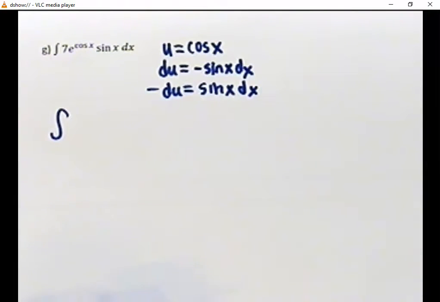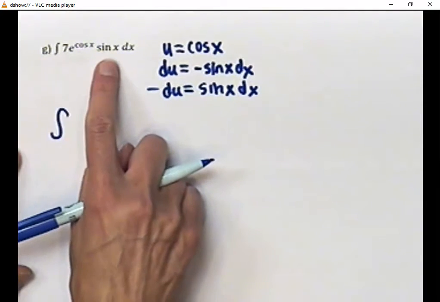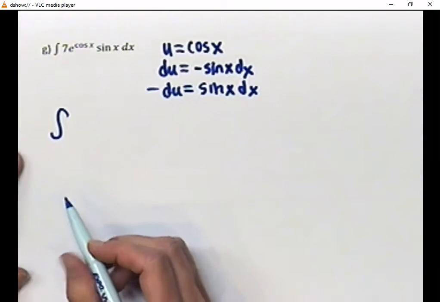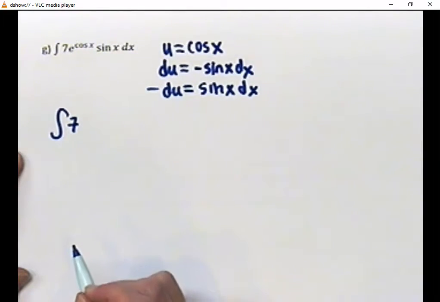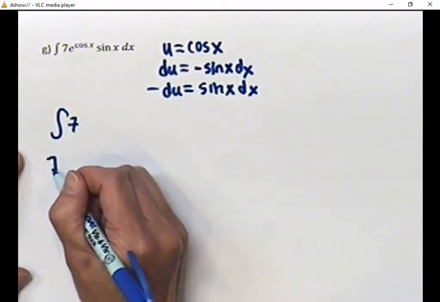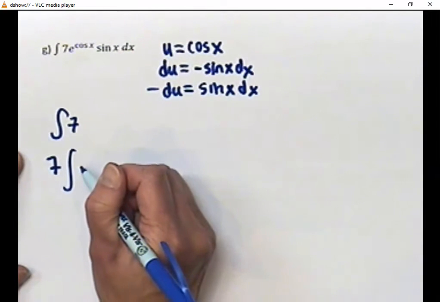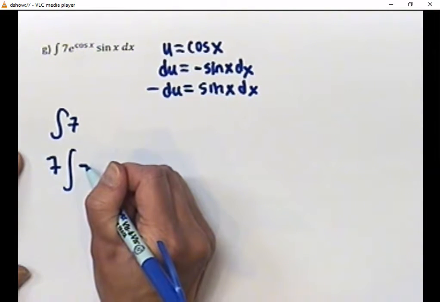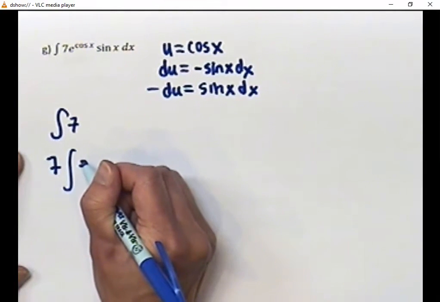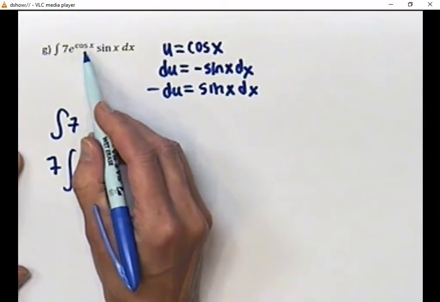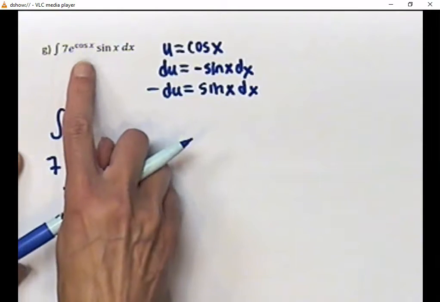Riley, why don't you help us out with that? What will it look like if I put in all the u and du's? You'd have a 7, right? And then what? Yep, and you can put that in front. Good. We'd still have e, but it would be e to the what? What's cosine now?